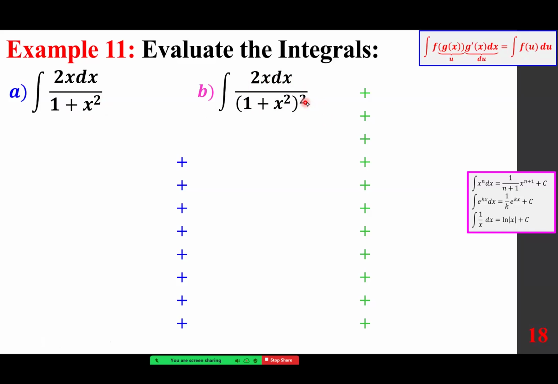Now, first and foremost, you want to simplify, meaning put it in lowest terms. There is nothing you can do. The choice of u is 1 plus x squared. And it's the same thing here without the exponent. 1 plus x squared is u. Its derivative is 2x. Therefore, du is 2x dx.